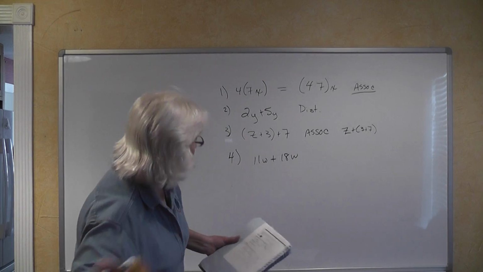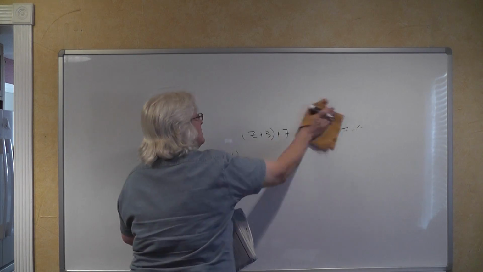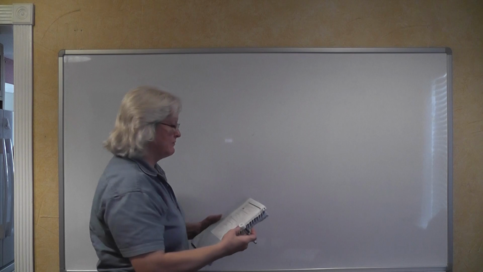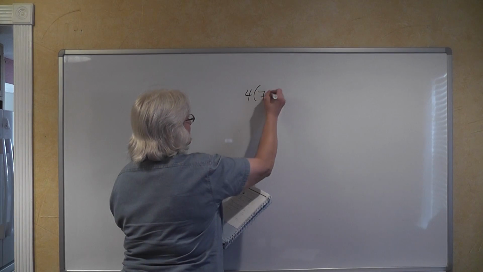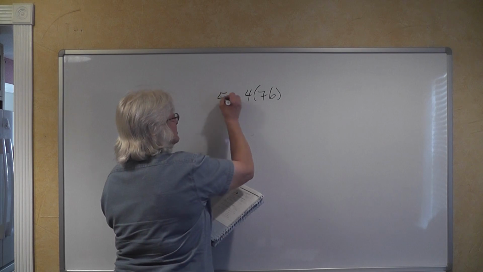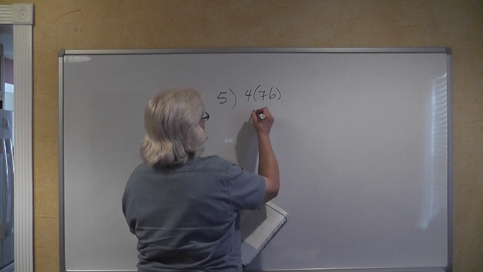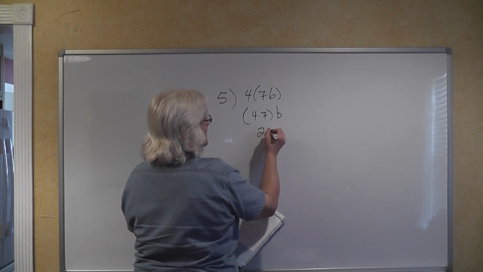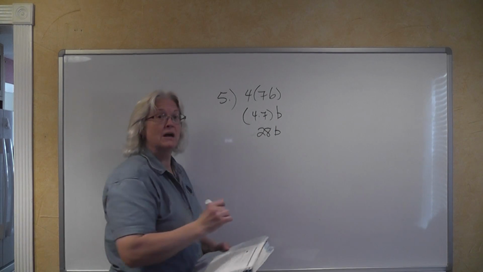Now they want us to do these next 3 problems where we use the property and actually go ahead and simplify the problem. If we have 4 times 7b, this is skill check number 5. We're going to change the grouping so that we have 4 times 7 times b, and that gives us 28b as our solution.